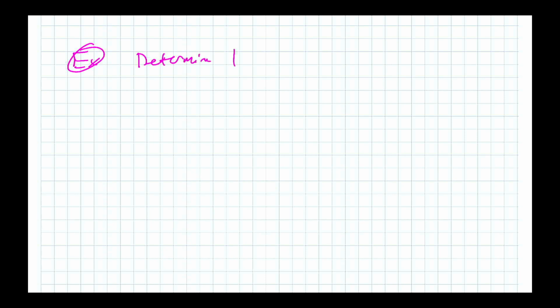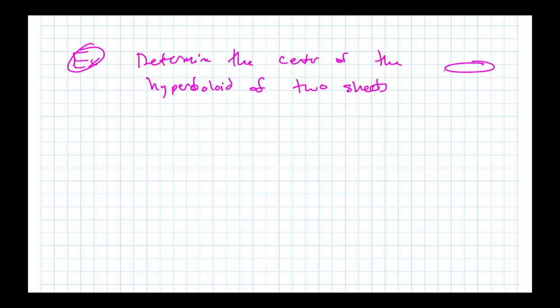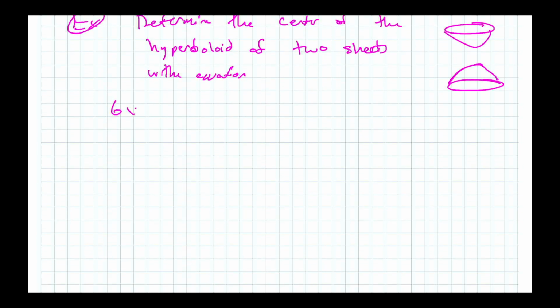Determine the center of the hyperboloid of two sheets. All right, that's the one that looks like this. We haven't actually graphed one of those yet, but determine the center of the hyperboloid of two sheets with equation 6x squared minus 2y squared minus 12z squared plus 12x minus 4y plus 24z minus 20 equals 0, right? So it looks like a mess. And you just do exactly what we just did in the previous problem.